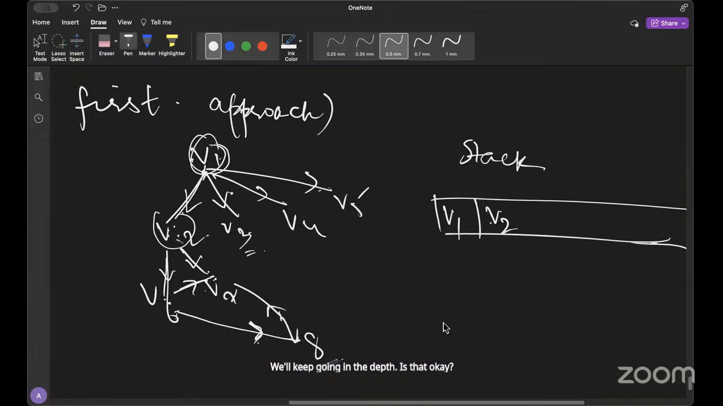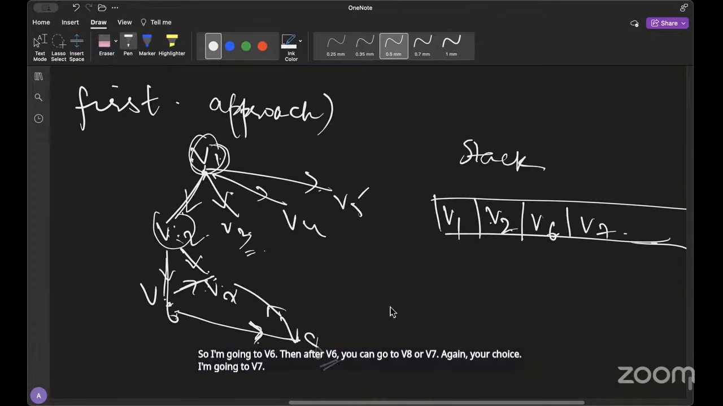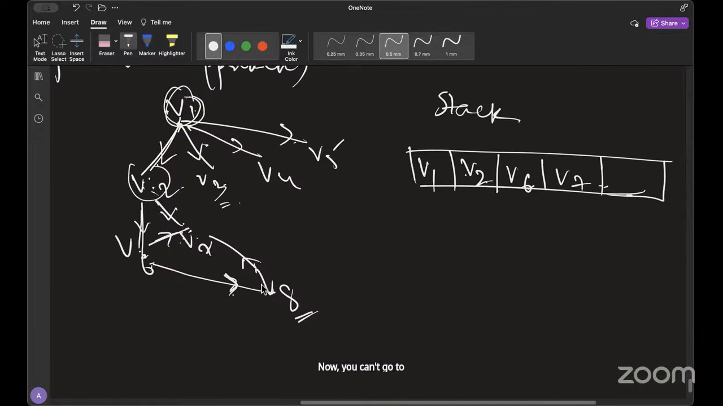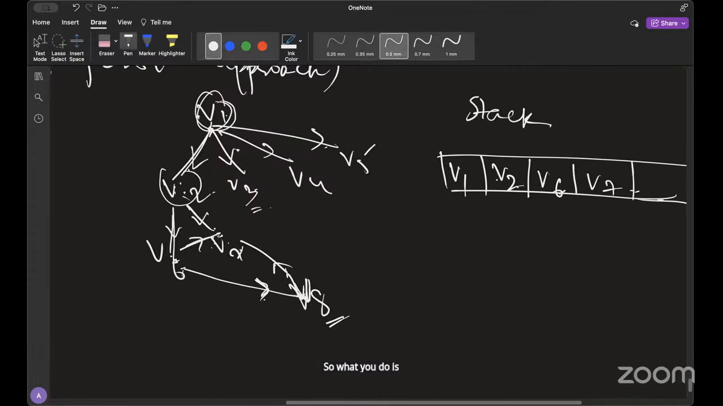Is that okay? So we'll go to V2. If we have gone to V2, then we'll go to V6 or V7. That's your choice. So I'm going to V6. Then after V6, you can go to V8 or V7. Again, your choice. I'm going to V7. Then after going to V7, now you can't go to V8 because there is no edge from V7 to V8, right? This is V8. So from V7, can you go to any other vertex? There's no other vertex that you can go to that has not been written so far, right?